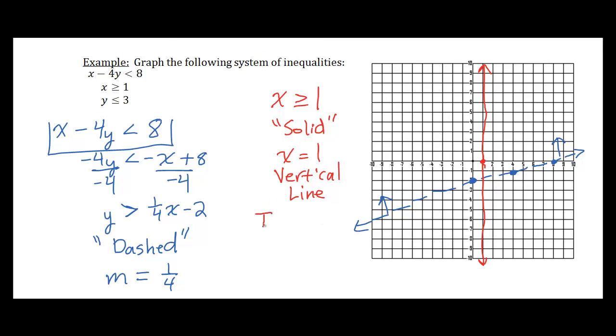My test point for x equals 1, I can use 0, 0 as well. If I put 0 in for x, I get a false statement. x has to be greater than 1, and the x values that are greater than 1 are to the right anyway. But since 0, 0 is on the left, I'm going to shade to the right of that line.